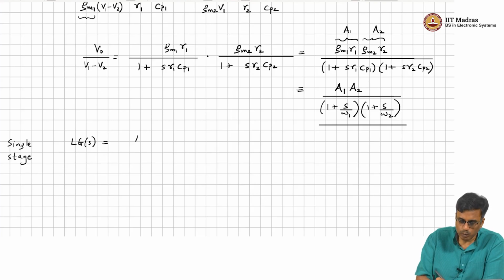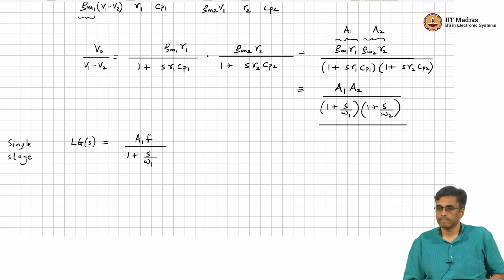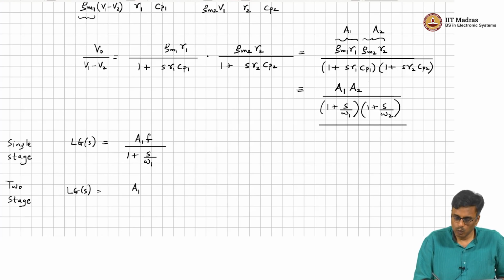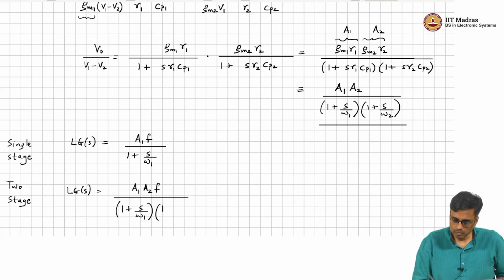So, in the first order case, in the single stage case, what is the loop gain? The loop gain was A1 times f over 1 plus s over omega 1, correct. In the two stage case, the loop gain of s is nothing but A1 A2 times f over 1 plus s over omega 1 times 1 plus s over omega 2.